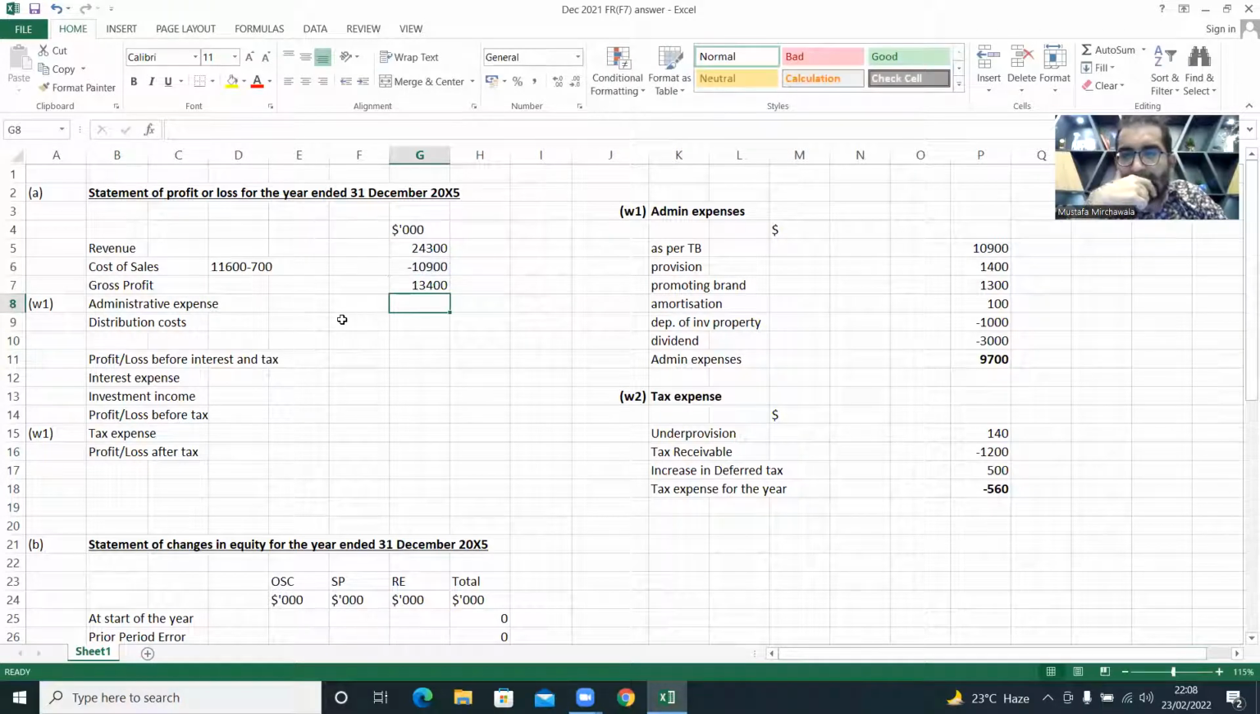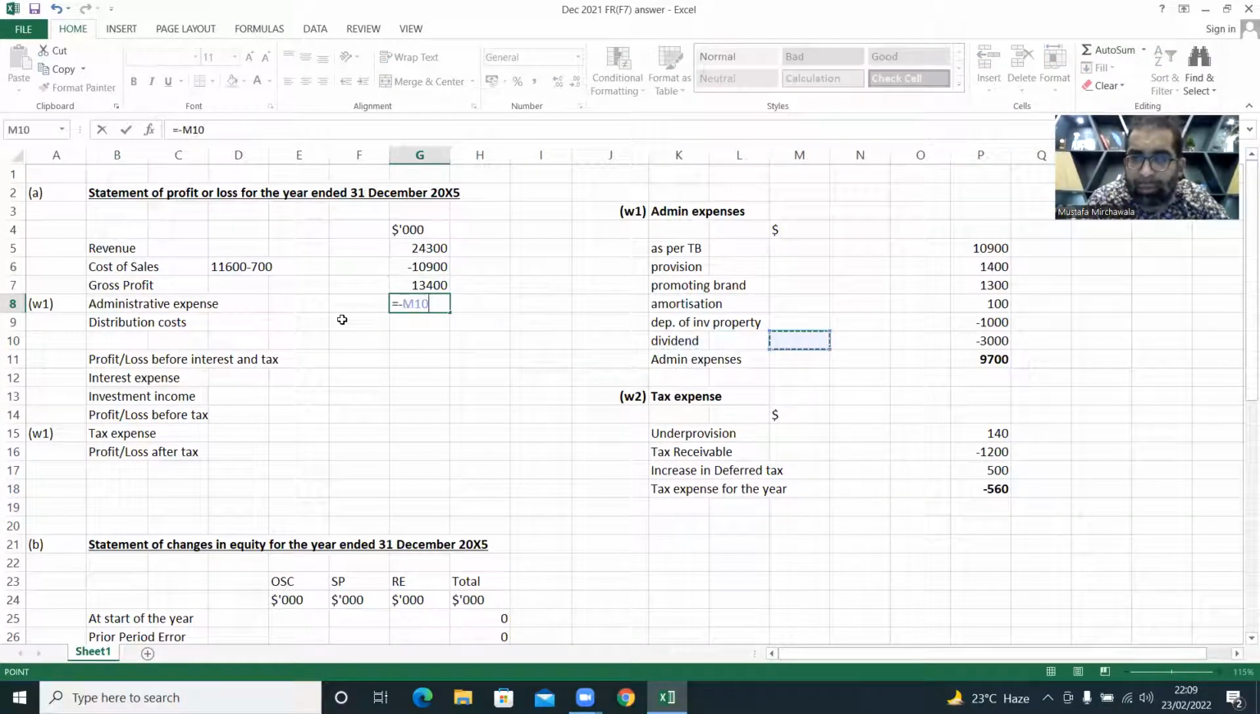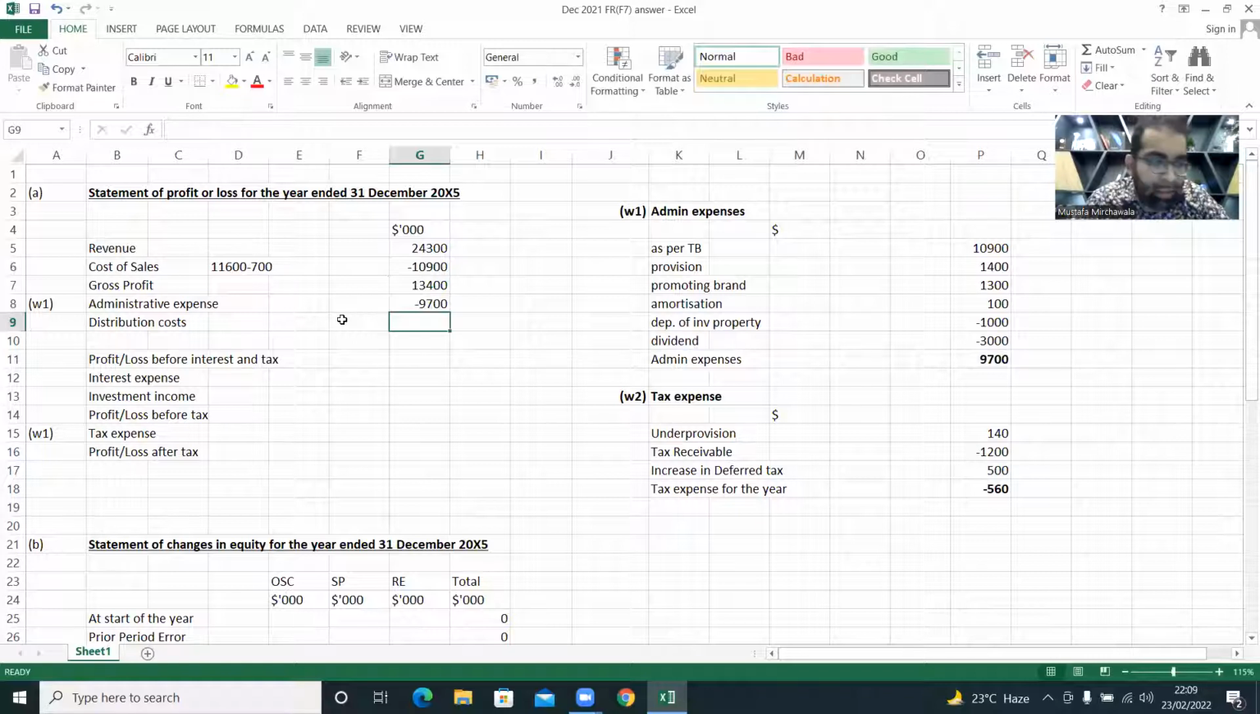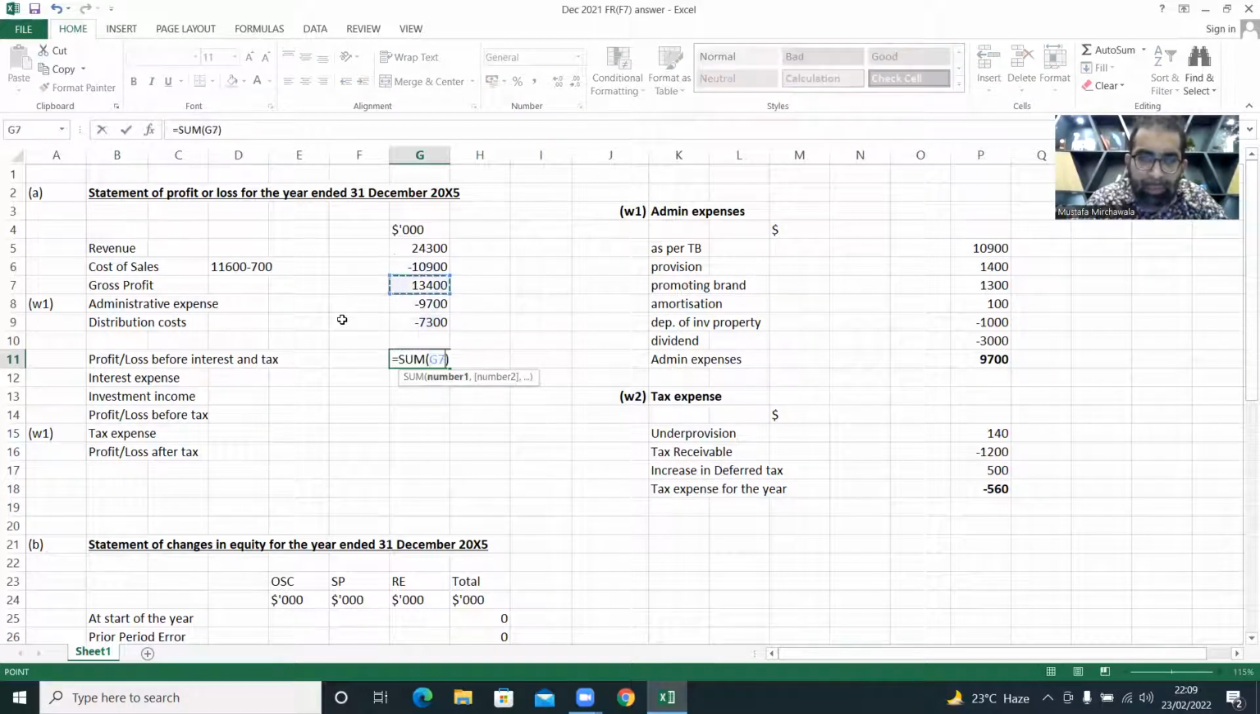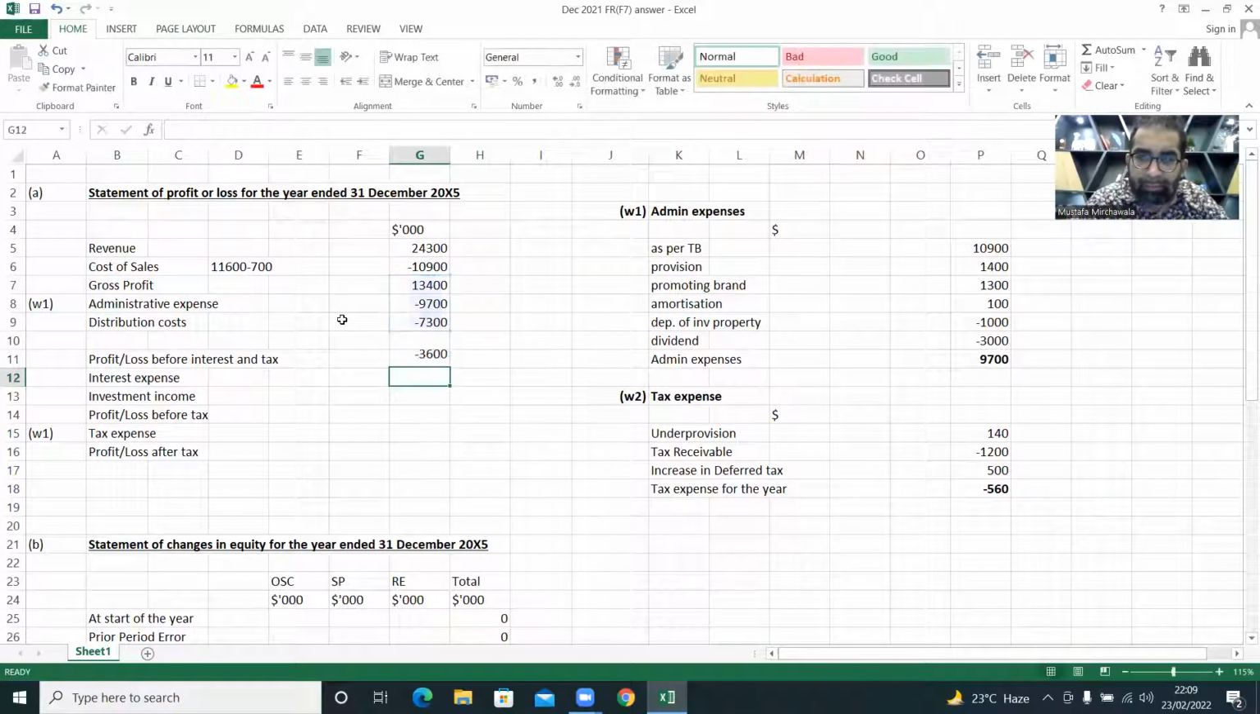Now calculate the gross profit. This is your gross profit. Admin expenses, I have already done the working, but I want to do it with a negative sign. So let's go to admin expenses and pick it up. Okay. Now distribution cost, no adjustment for distribution cost, copy it as it is. Okay. Now profit before interest and tax. Let me highlight GP. These three. That's it. Profit before interest and tax is 3600 negative. There is no positive profit. You have a negative profit here. Now, how much is the interest expense?